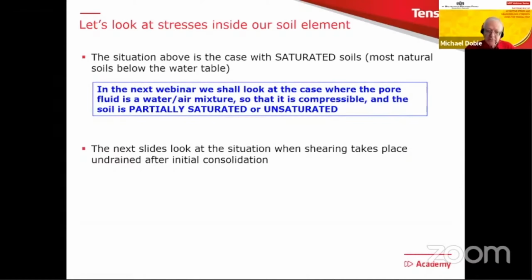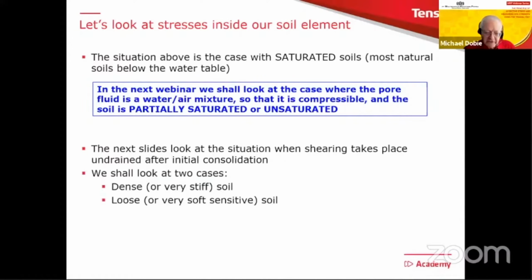But there's one more thing I want to do with the soil element before I leave it behind. I want to look at what happens when shearing takes place in undrained conditions after initial consolidation. I'm going to look at two cases, a dense soil and a loose soil. Now, I will go through the dense soil quite slowly because there are some important concepts to think about. And also it's on the question sheet. And for the loose soil, I'm going to do it rather more quickly because it's much the same as dense. It's just kind of the other way around. Let's see what I mean.